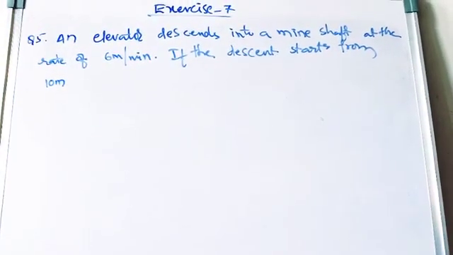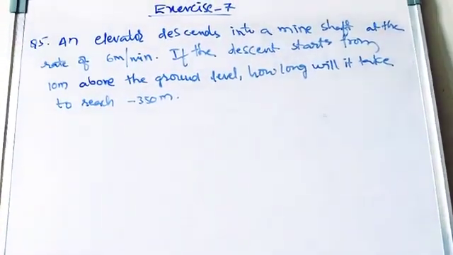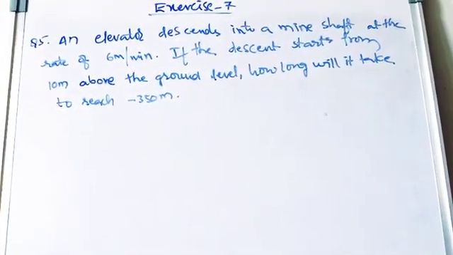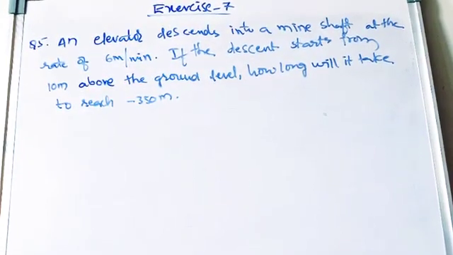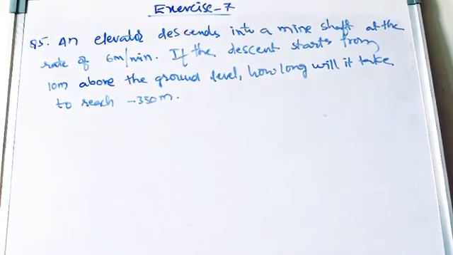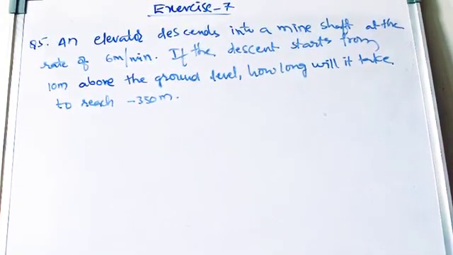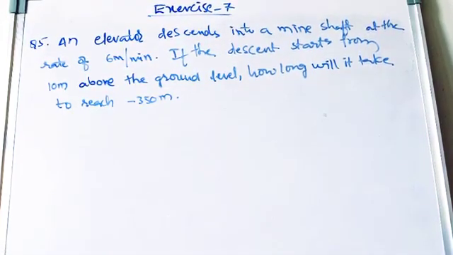And in exercise 7, the fourth question, you can try yourself. Next I'm explaining the fifth question. An elevator descends into a mine shaft at the rate of 6 meters per minute. If the descent starts from 10 meters above the ground level, how long will it take to reach minus 350 meters? So 10 meters above the ground level means positive 10.